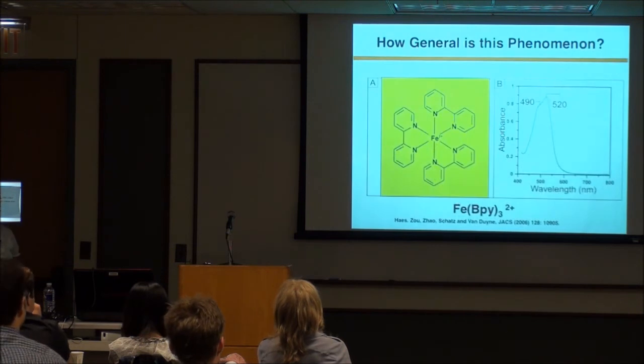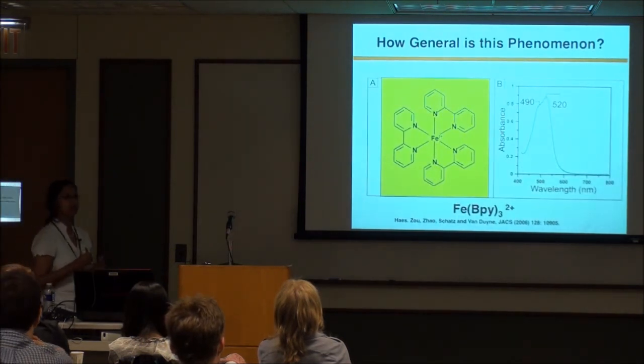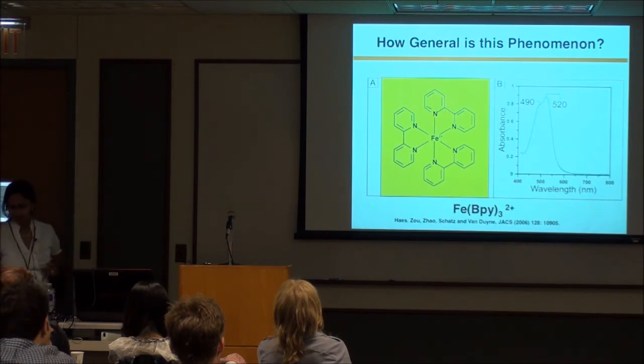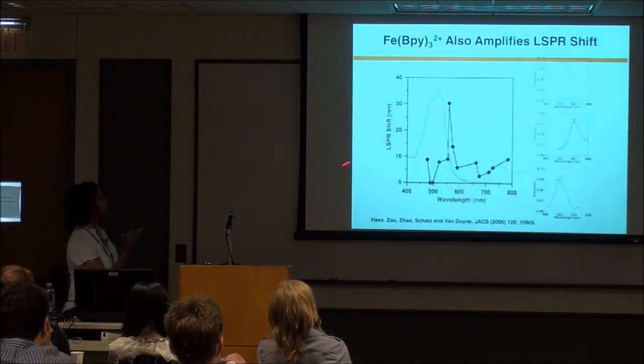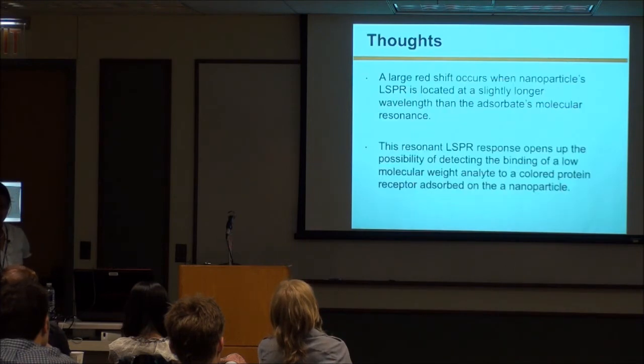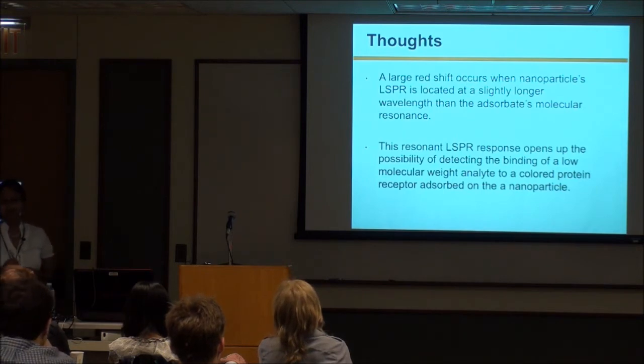So how general is this phenomenon, and can we use it for something more biological? So we also checked it first on iron bipyridyl, and we saw that the same kind of phenomenon can be observed for bipyridyl. And here it's even more redshifted. You get more changes, and it dips down when it's at the same wavelength, and it's an average around 10 nanometer shift. So we see that a large redshift happens when the nanoparticle LSPR is located at a slightly longer wavelength than that of the adsorbate molecular resonance.